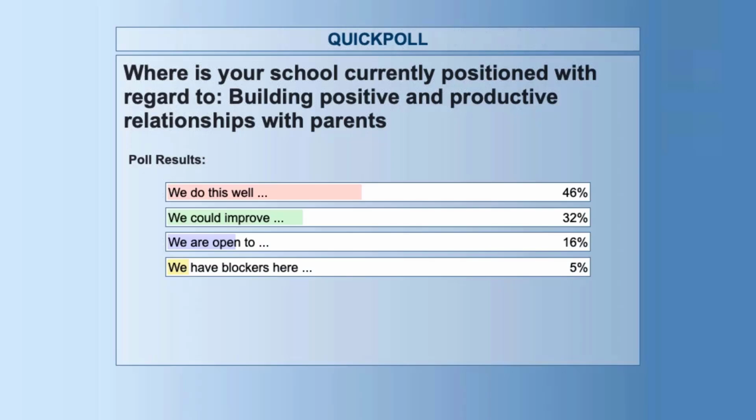So 46% of participants believe that their school does this really well. 32% believe that they could improve in this space. 16% are showing that we're open to some new ideas, and a very small percentage have blockers. So, I mean, that's fantastic. If schools are having those really positive conversations about gifted education, then I applaud that, because that's something that isn't usually very common.